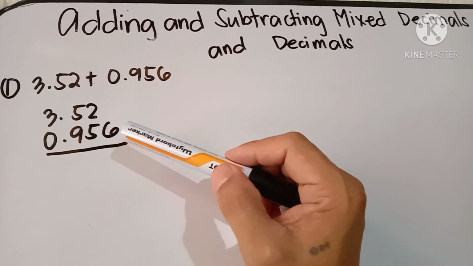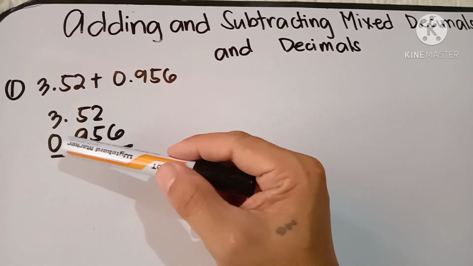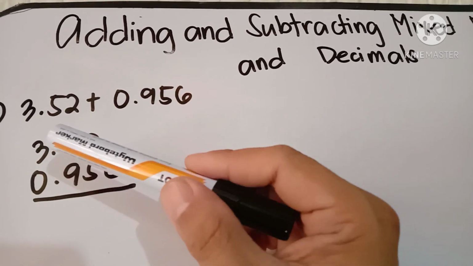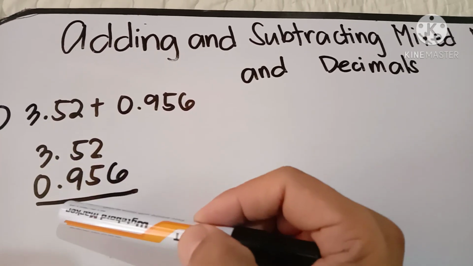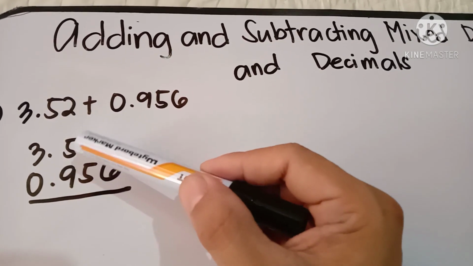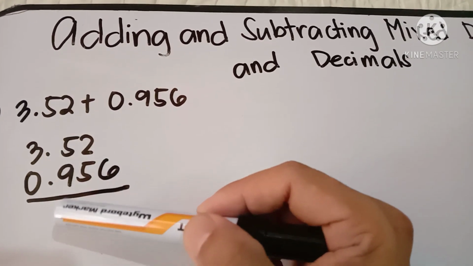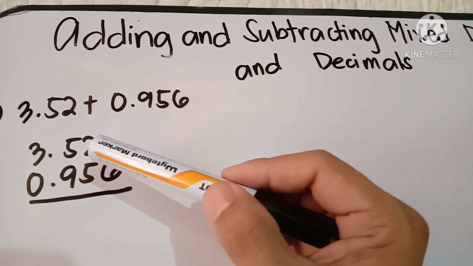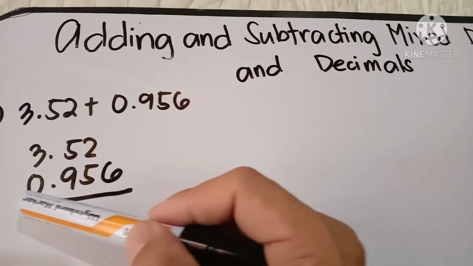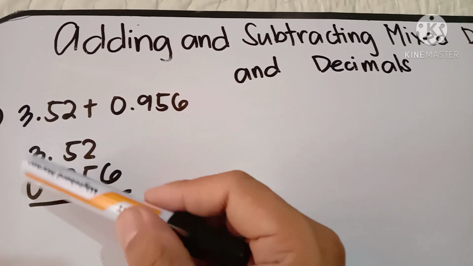First thing to do is we are going to write the numbers, the addends, in column. See to it that the decimal points are aligned. The same with the tens digit, 5 and 9 should be aligned. The hundredths digits and so on and so forth. Okay, the same also with the ones digit.